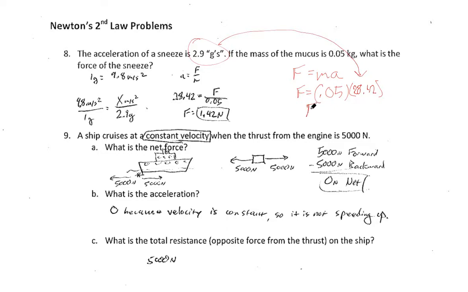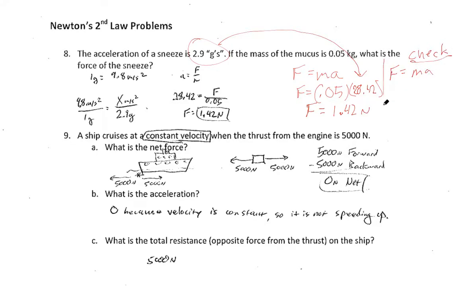So when you throw that in your calculator, 28.42 times 0.05, you're left with 1.42 newtons. And if you're off by a couple of decimals, not a huge deal. And remember, to go back and check yourself, take what you've found and leave one of the other variables out. So here's my check step over here.